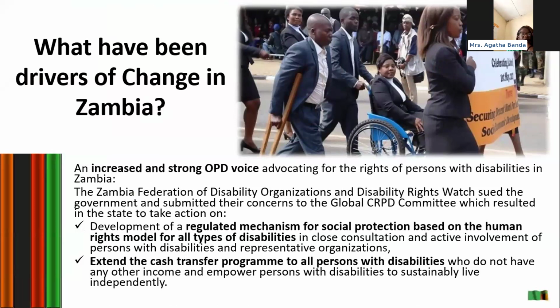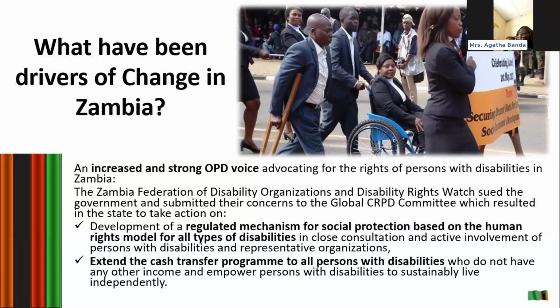So what are some of the drivers of change that we can attribute to Zambia's case? One of the strongest drivers of change, I think, is an increased and strong OPD voice advocating for the rights of persons with disabilities in Zambia. Just a few examples of organizations of persons with disabilities include the Zambia Federation of Disability Organizations. This is an umbrella body.